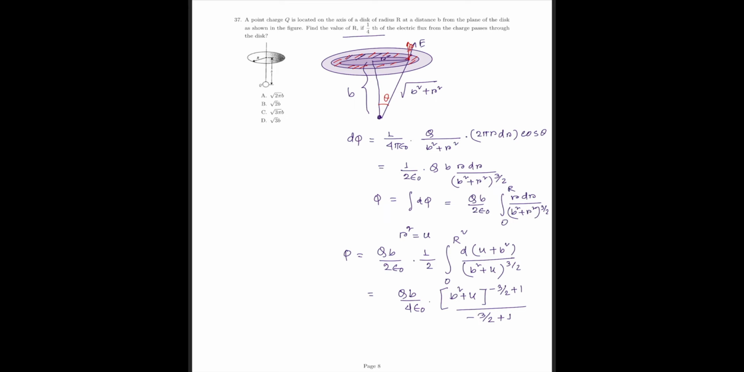So you please simplify this, and this is 0 to r square, and we need to find out what is the value of r for which phi is 1/4 of the total flux. So 1/4, and the total flux is q by epsilon naught. And if you solve this equation, you will get something like 4b square is equal to b square plus r square type of thing, and then r is root 3b. Option D is correct.